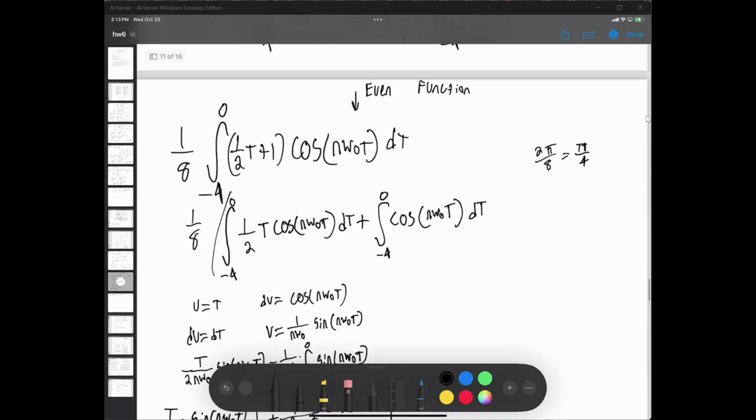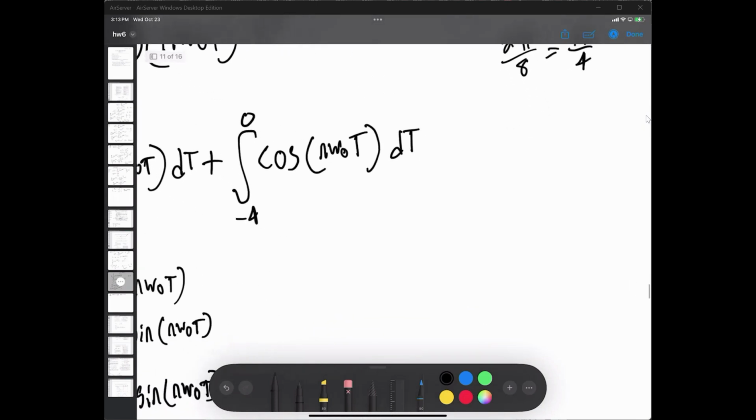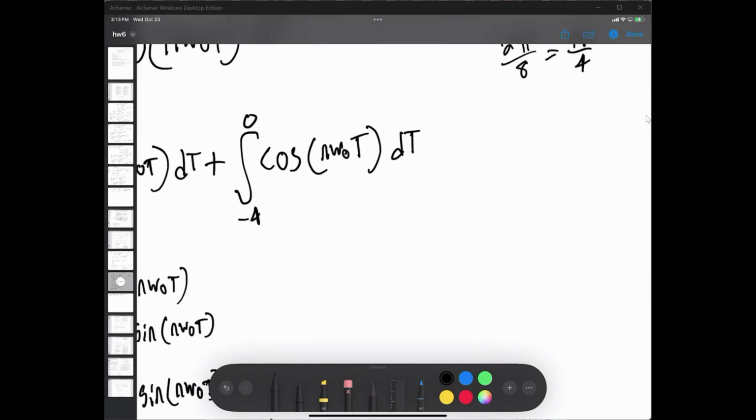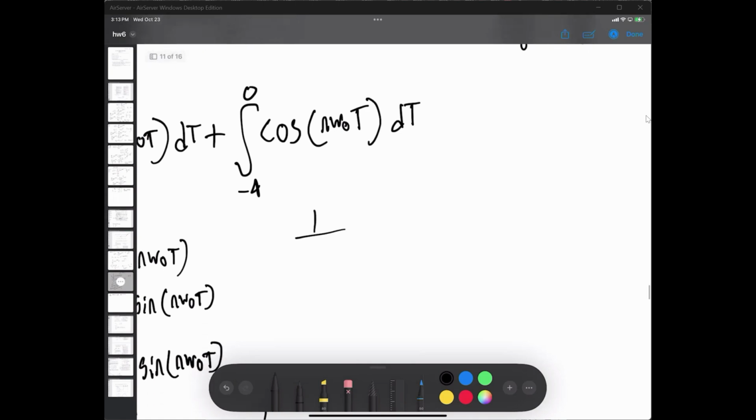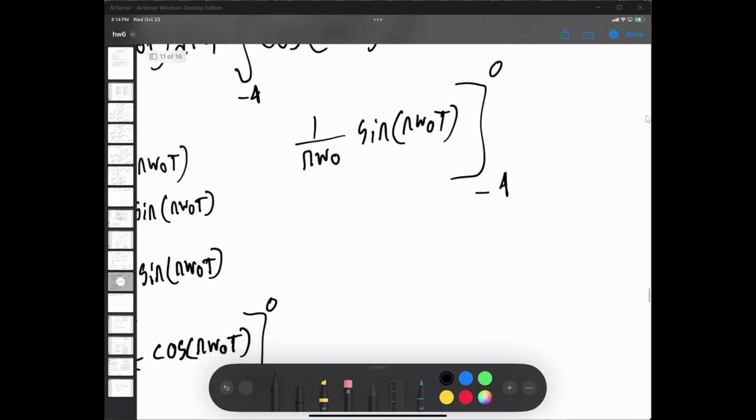Now let's evaluate this right side here. We ignored that one and left it for last, so we know that the integration for cosine is going to be, if we want a positive cosine, we need a sine. It's going to be 1 over n omega naught sine of n omega naught t from -4 to 0. 0 for sine is 0, so we'll focus on the -4.